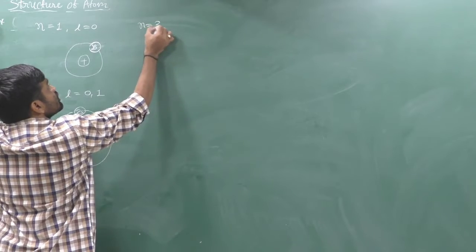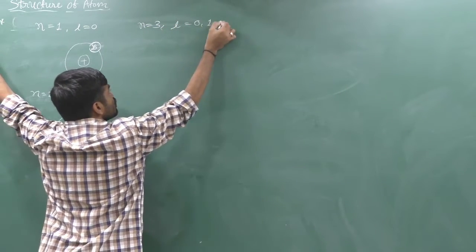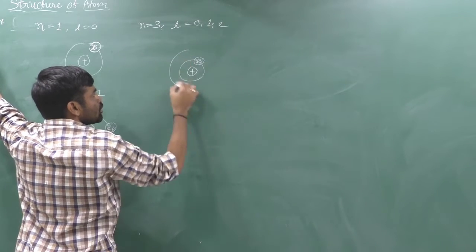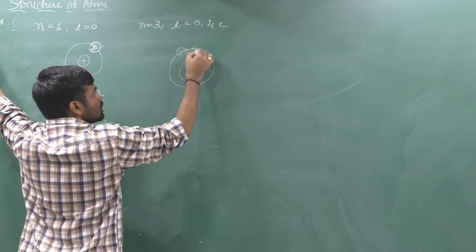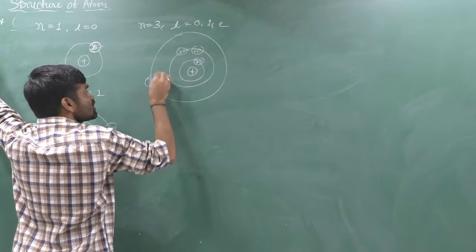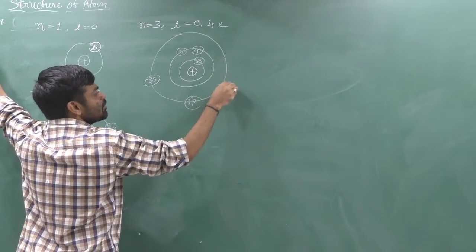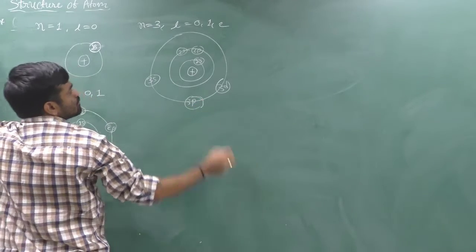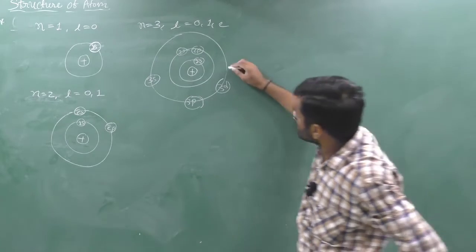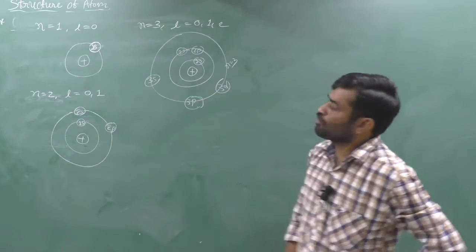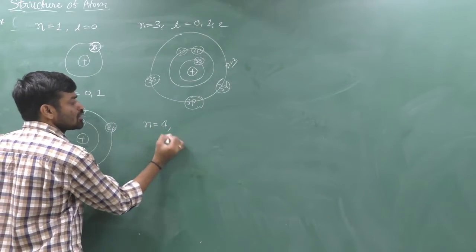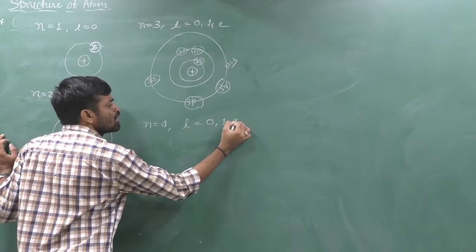Suppose if n is equal to 3 then possible values of L are 0, 1 and 2. It means that the third energy level has 1s, 2s and 2p already, and the third energy level has 3 types of orbitals, 3s, 3p and 3d, because s, p, d. I think you can understand it. Here n is equal to 3 for the third energy level, so it can have 3 types of orbitals, s, p and d. Suppose you think about n is equal to 4, then what are the possible values of L? 0, 1, 2 and 3.